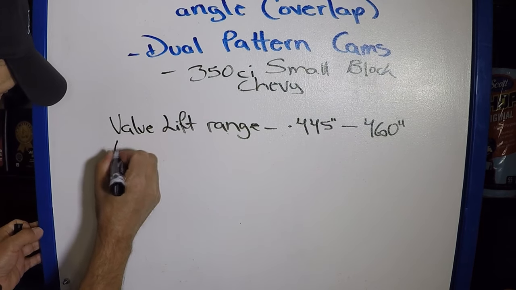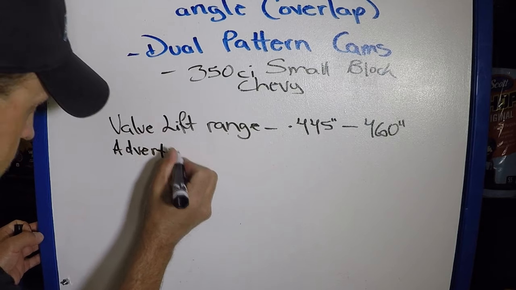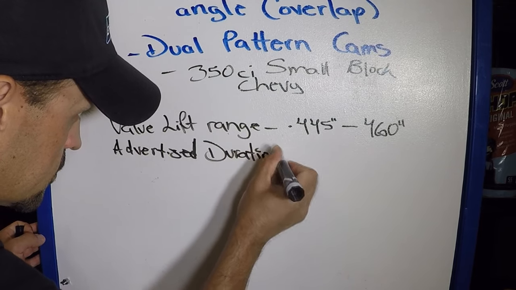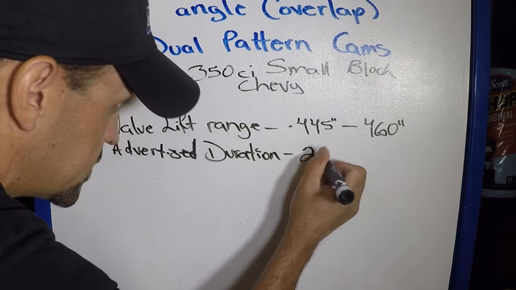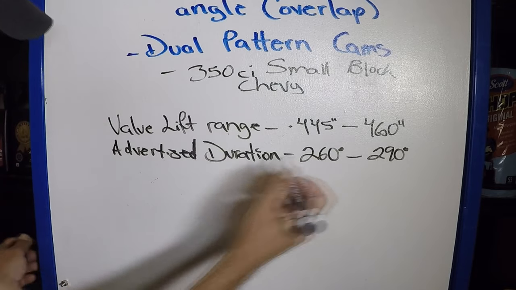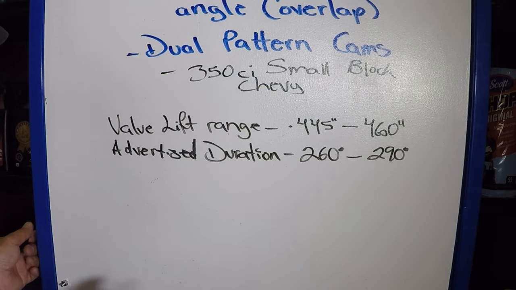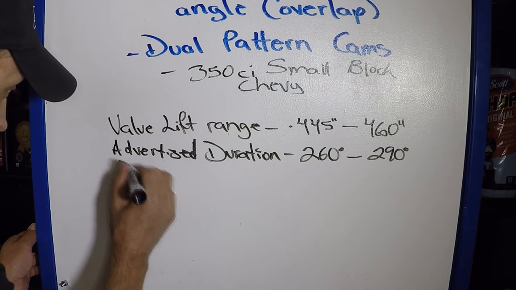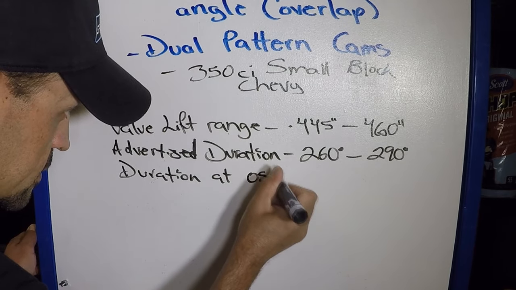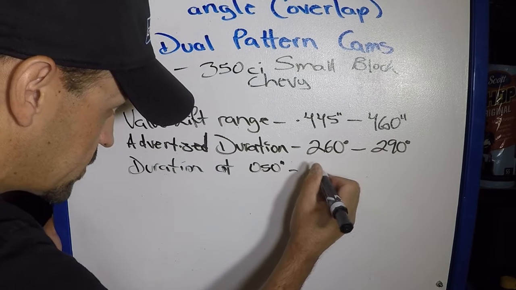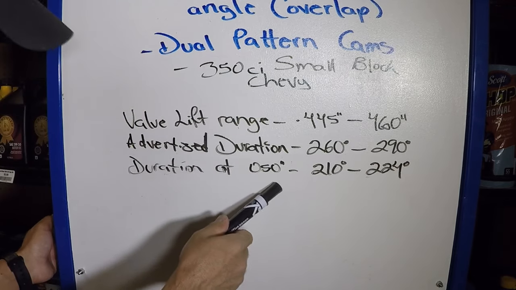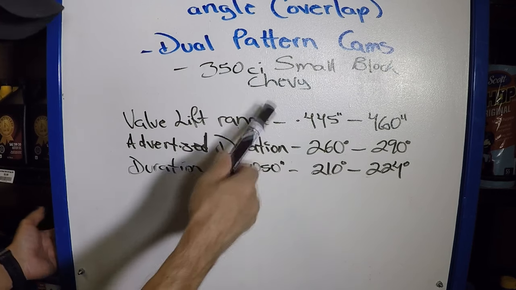So advertised duration is going to be anywhere between 260 degrees to 290 degrees of advertised duration. Now remember, there's a duration at 50 thousandths of an inch. So duration at 50 thousandths, just like I said before, that's going to be lower. 210 degrees, which obviously is lower, to 224 degrees of duration at 50 thousandths of an inch. And that's the range of a camshaft desirable for a mostly stock engine.